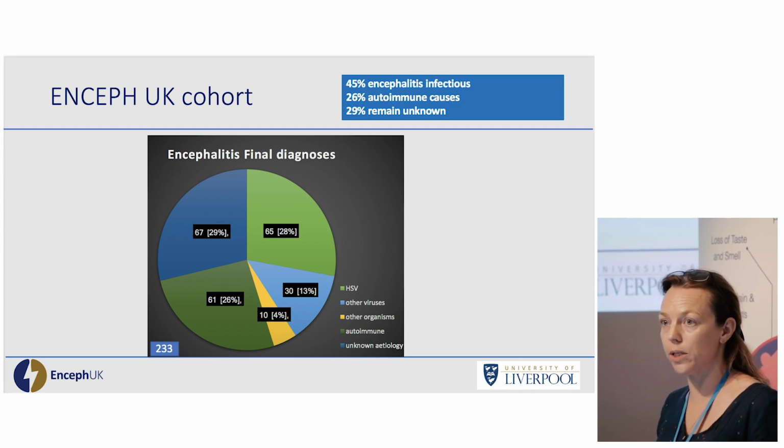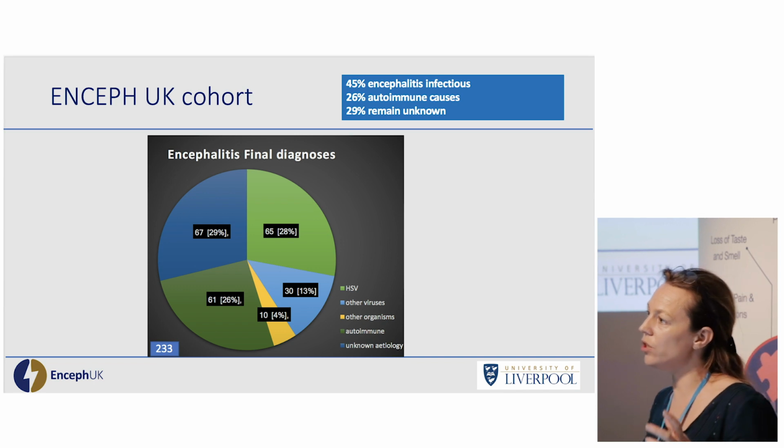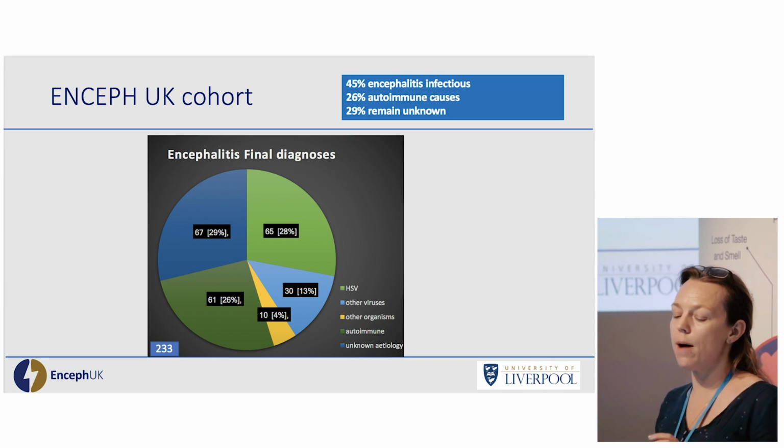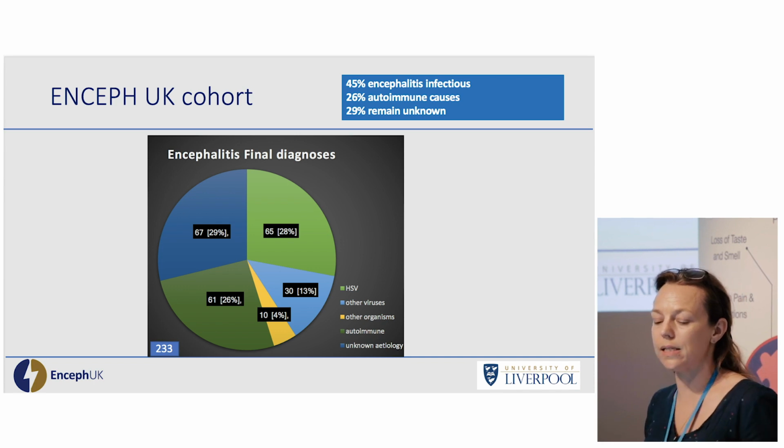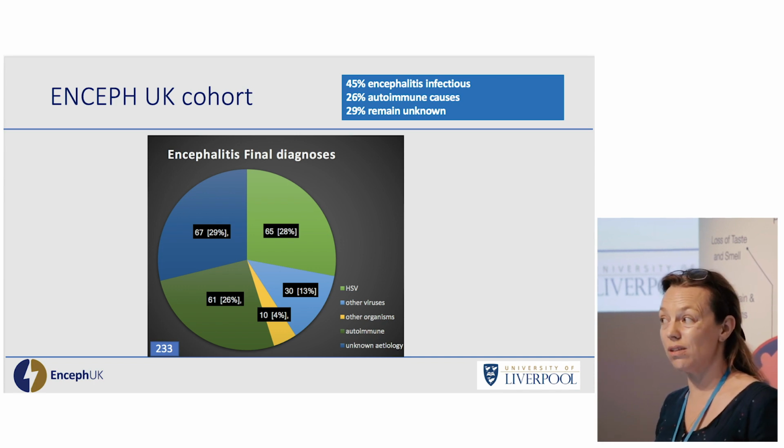There were immunocompromised patients in there with some weird and wonderful viruses as well. You have some bacteria, and then this chunk was the autoimmune. It looks like it's more proportionally than the previous study I showed you, but the definition's changed. So it's not actually more when we break this down into specific antibodies. And we still have a chunk that we don't ever find out what the cause is.